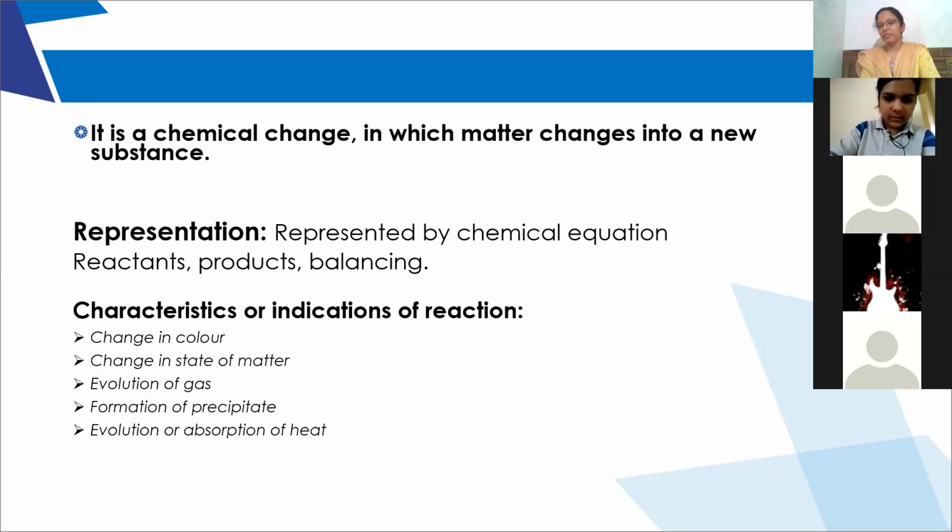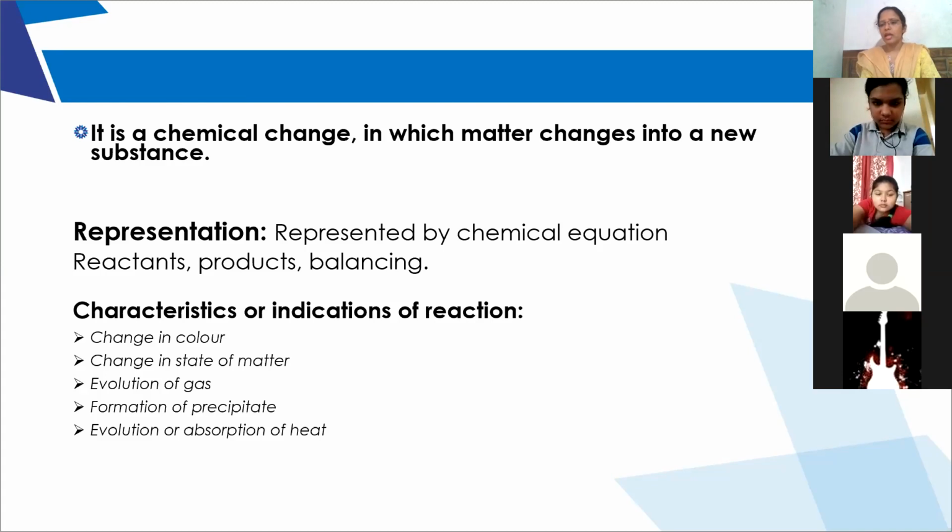Arrow pointing upward, yes, an upward arrow, indicates the evolution of gas. And formation of precipitate, and evolution or absorption of heat. What are those reactions which proceed by evolution of heat? Exothermic and endothermic reactions, right?